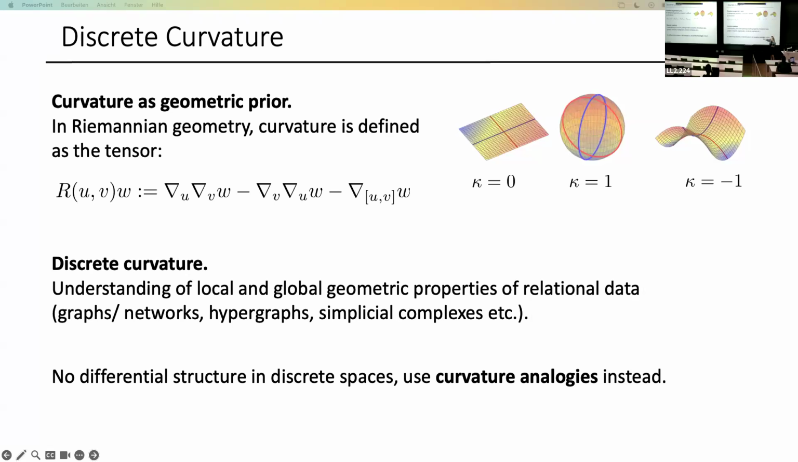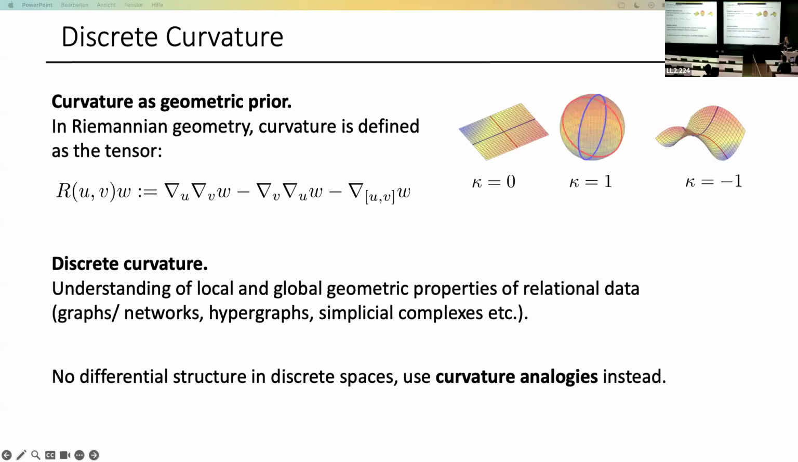What we do in the context of discrete curvatures is that we focus on one particular kind of curvature, one piece of this full curvature tensor, namely Ricci curvature. And instead of deriving a complete analogy of the classical curvature, we will use curvature analogy.